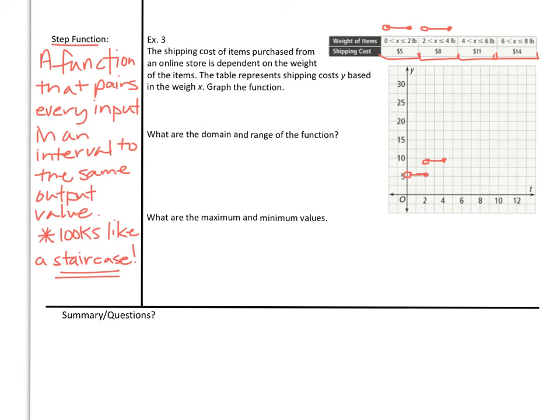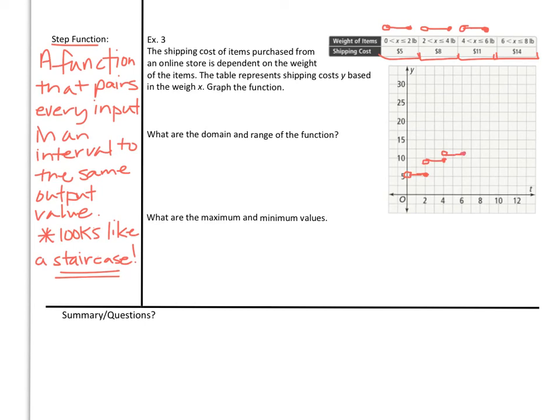From 4 to 6 pounds, it costs $11 to ship it. Open on the left, closed on the right, up to 11. So it's just up a little bit higher than the last one. It's kind of hard to draw that in there. Hopefully you guys are doing okay.